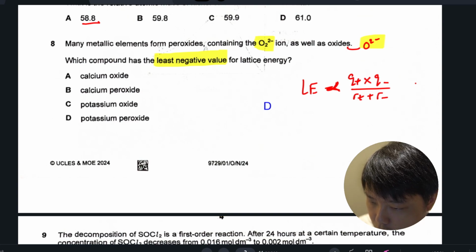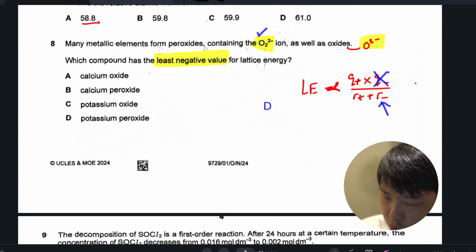Okay, so the smallest one, we don't want to have high charge. Okay, I think oxide and peroxide both have 2 minus, yeah. So we don't need to look at the charge in terms of the anion charge. We don't need to look at it. The radius, right? We don't want a small radius, which means that we want to have two oxygen atoms, which gives us a big radius, which will then give us the smallest negative value.